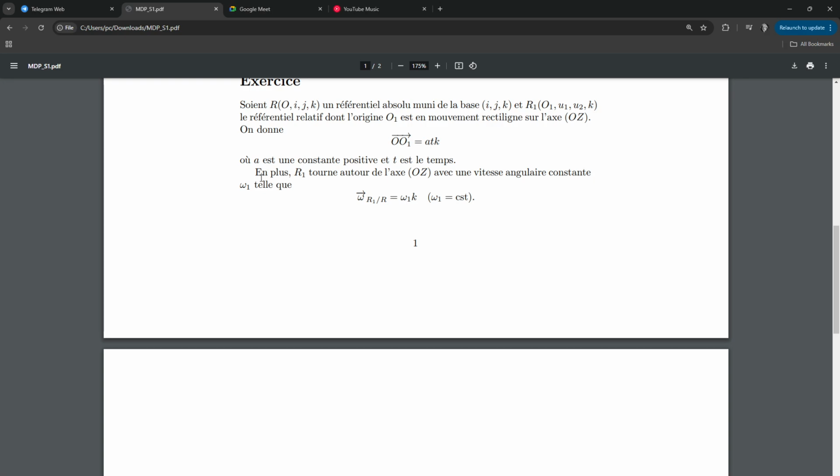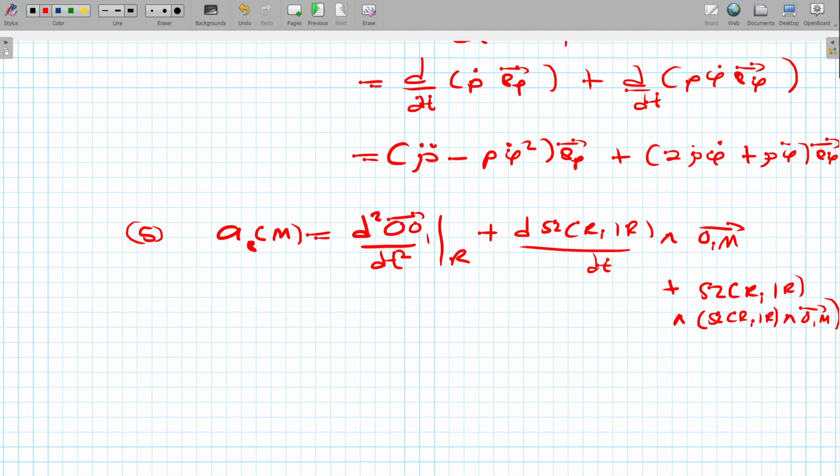So here we have: "R1 tourne autour de l'axe OZ avec une vitesse angulaire constante." If you get this phrase, and then we go back to the board, let's look at the formula one more time. We have the second order derivative of the vector O1 plus the derivative of this rotational vector with respect to what? With respect to time.